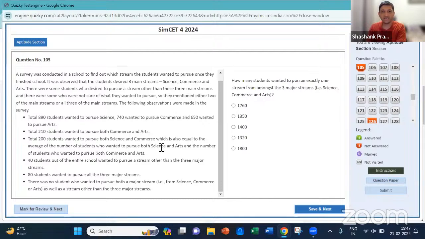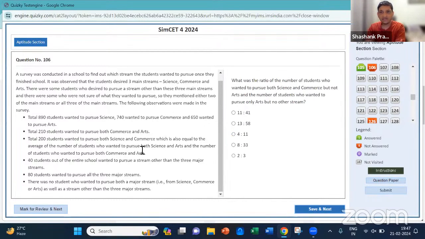So one stream, so we got 1320, right? 2040 minus 720. Ratio of students who wanted to pursue both science and commerce but not arts. Science and commerce but not arts is 120. So 120 is to only arts but not other stream. Okay. So that will answer the other question, right? So 120 is to something. Now 120 is to, I had got something like 410, right? Okay. There is a 41 here, but that was not the answer, right? For the other one. Let me just move this here.